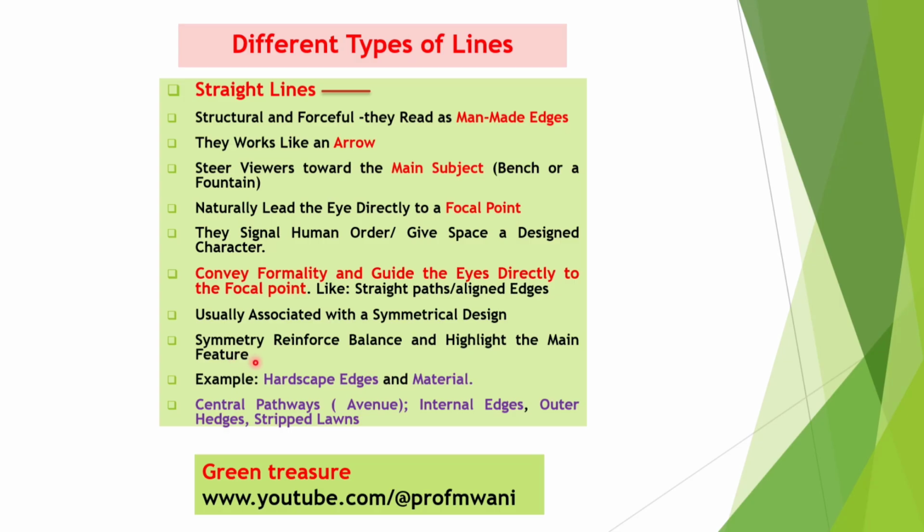And your idea is to lead the viewer to a focal point. That focal point can be a bench, that focal point can be a fountain. So we have lines which can be hardscape lines, hardscape edges, made of material. There can be central pathways in avenues, internal edges, outer hedges, and striped lines. So these are different types of lines in a landscape.